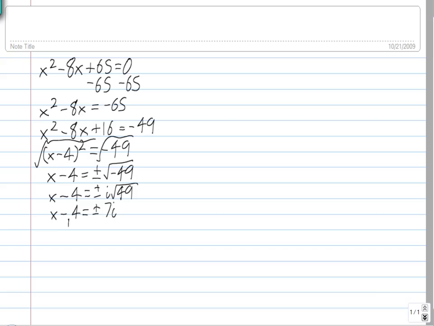Then you can add 4 to both sides, and you're left with x equals 4 plus or minus 7i. And that will be your answer. So the answer to 8 is D, 4 plus or minus 7i.